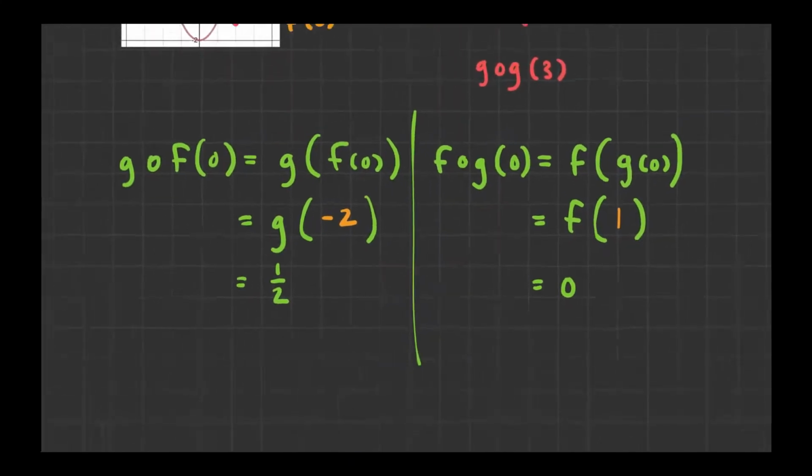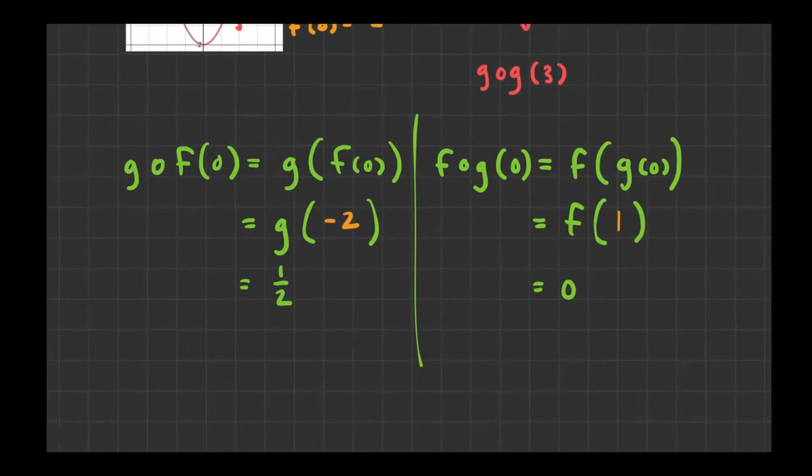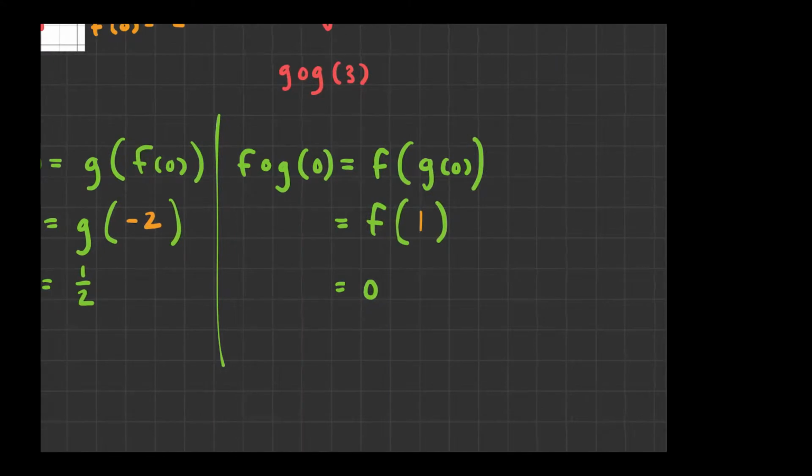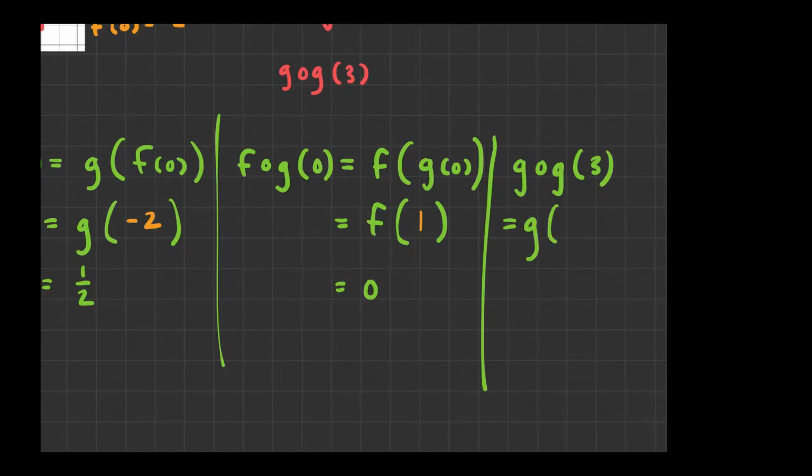So you can see right off, here's another example of where we changed the order of the composition and we got different values. Okay, let's do one more. Let's do g of g at 3. Keeping in mind, you can compose a function with itself. So let's do g of, let me write it out properly. G composed with g at 3. And that, I'm just going to have to write it underneath, is equal to g of 3.